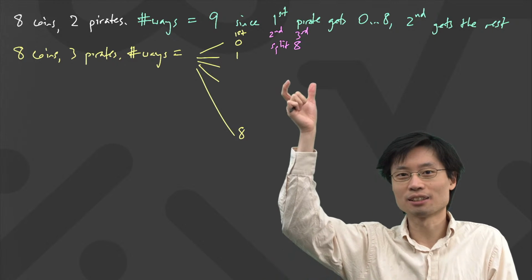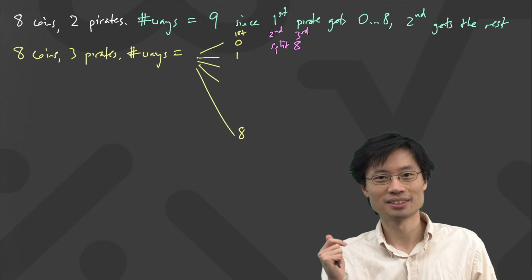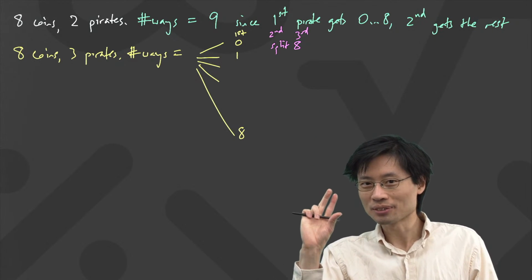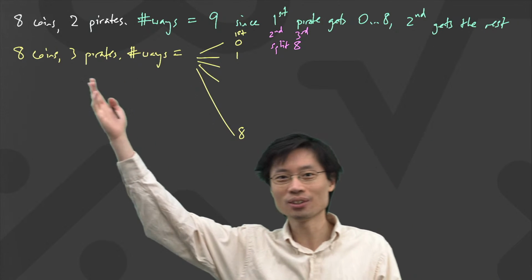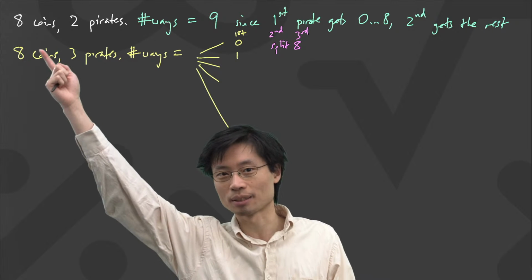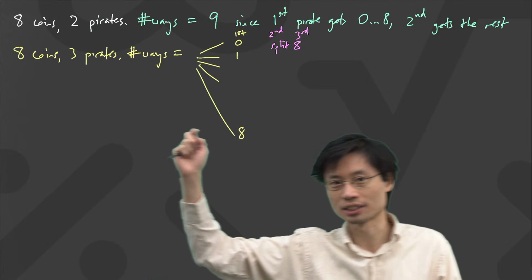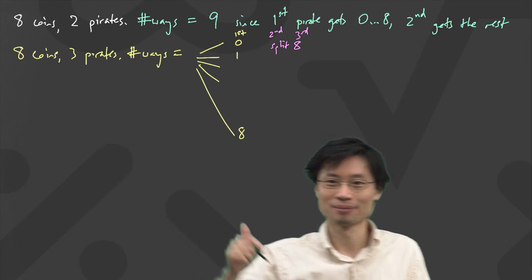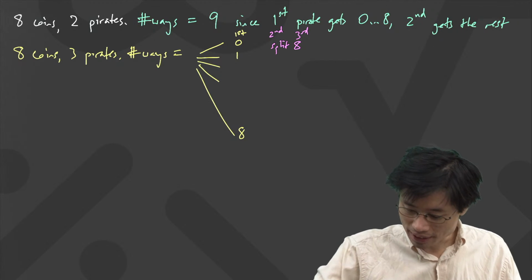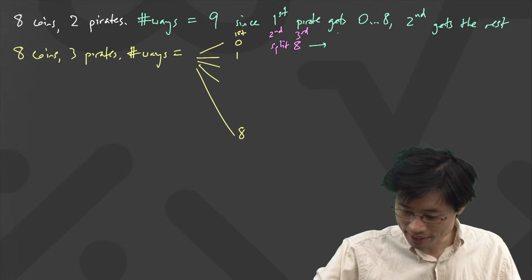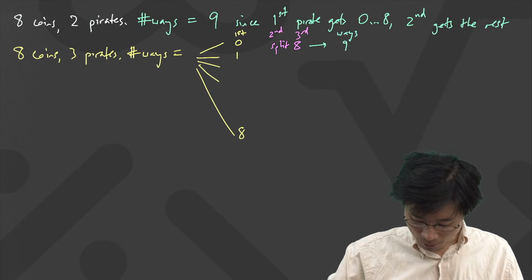How many ways are there for the second and third pirate to split 8? Well, we've sort of seen that already, right? We just did that. We know that if you have 2 pirates splitting some number of coins, the answer is just number of coins plus 1. So this is telling you the number of ways. Here is 9.